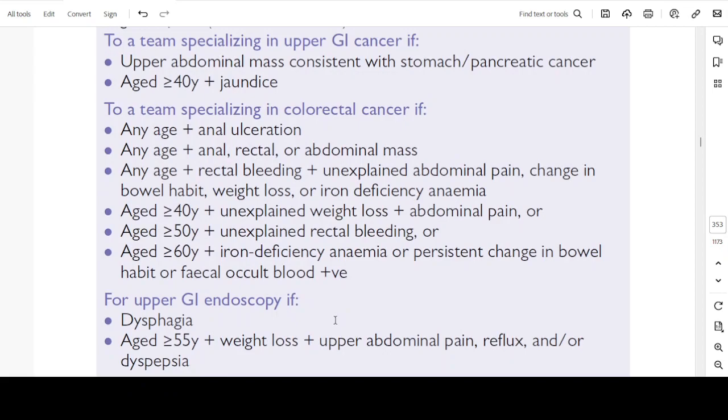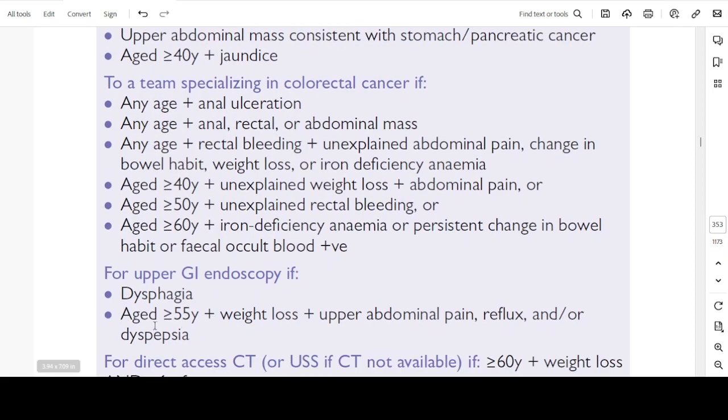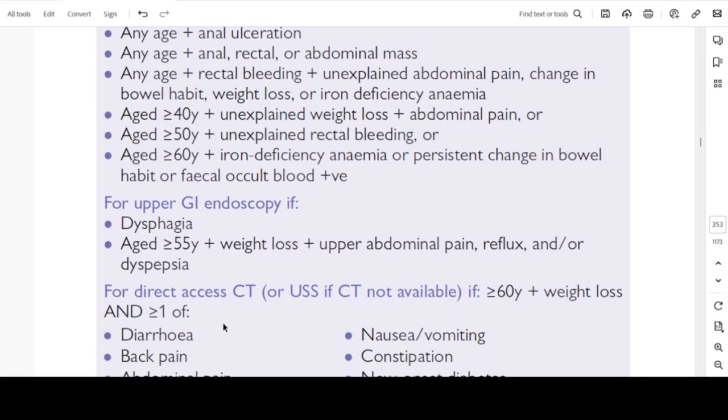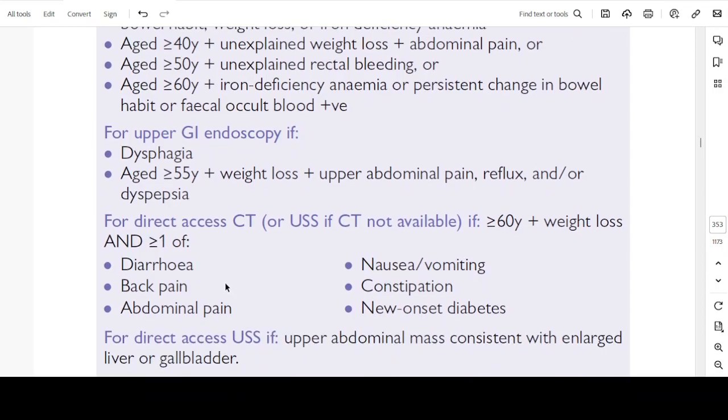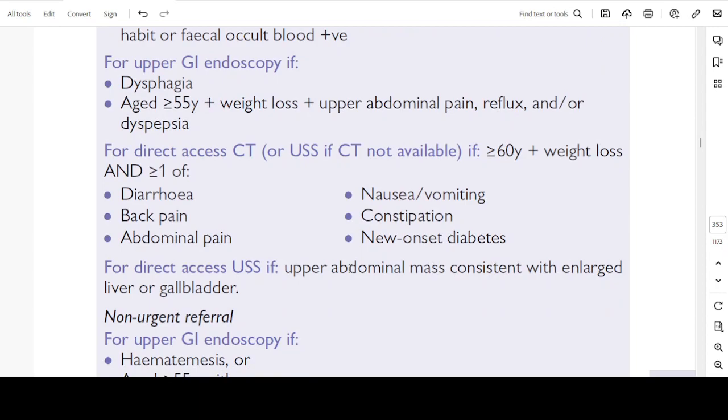For upper GI endoscopy: if dysphagia is present, or age 55 years or more plus weight loss plus upper abdominal pain, reflux or dyspepsia. For direct access CT, or ultrasound if CT scan is not available, if more than 60 years of age plus weight loss and more than one of the following is present: diarrhea, back pain, abdominal pain, nausea, vomiting, constipation, new onset diabetes. For direct access ultrasound, if an upper abdominal mass consistent with an enlarged liver or gallbladder is present.